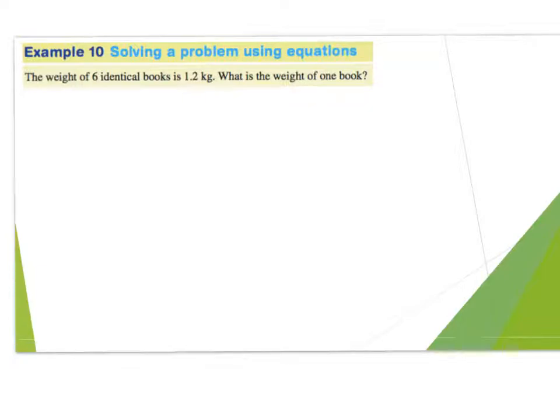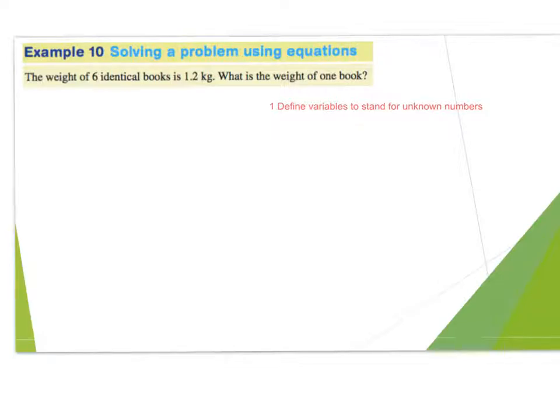So let's start off with example 10, solving a problem using equations. The weight of 6 identical books is 1.2 kilogram. What is the weight of one book? Now this is pretty easy, but let's go down our steps and see what we're supposed to do. So step 1 was define variables to stand for unknown numbers. So we need to start off with a statement. The best place to look for this is in the question. The question is, what is the weight of one book?